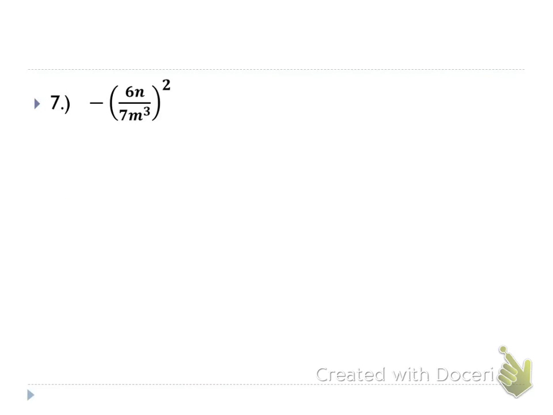Number 7. Again, we have something being squared. Is the negative getting squared? How do you know that the negative is not getting squared? It's not in the parentheses. So the negative is separate from what's getting squared. We're going to have a negative sign, and then we could write 6n over 7m cubed twice.